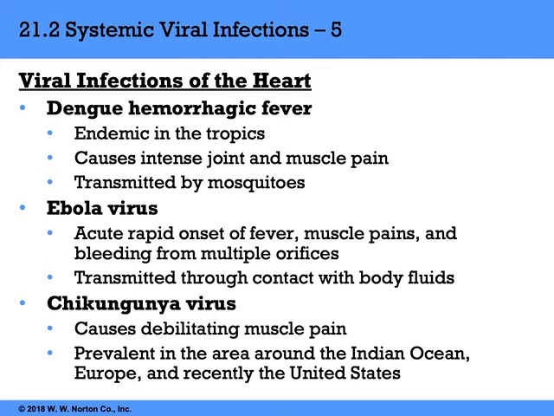Dengue hemorrhagic fever is endemic in the tropics and causes intense joint and muscle pain, and uses mosquito as the vector. So the virus can persist in the gut of the mosquito, and when it takes a blood meal, it can introduce the virus into the victim. Ebola, very dangerous virus, has rapid onset of fever, muscle pain, and bleeding, and is transmitted through contact with body fluids. This literally can melt your body from the inside out.